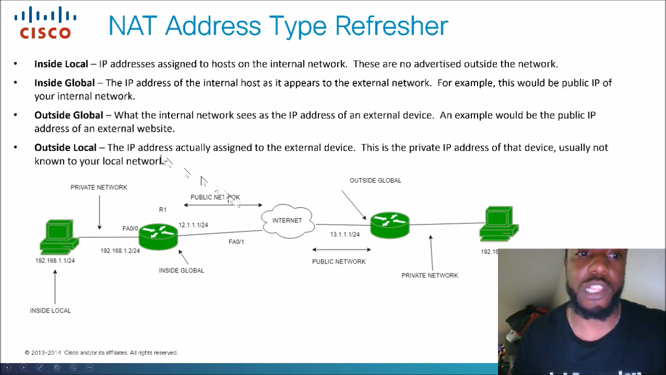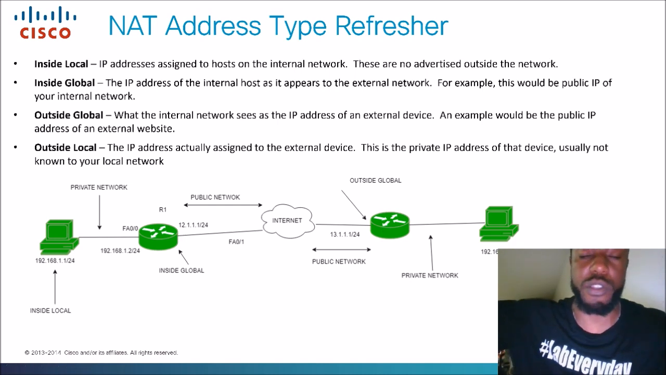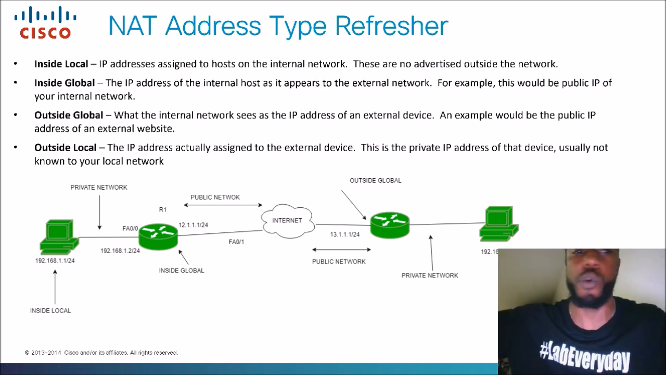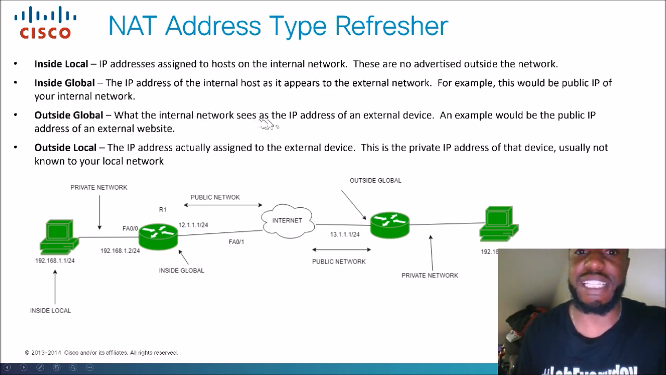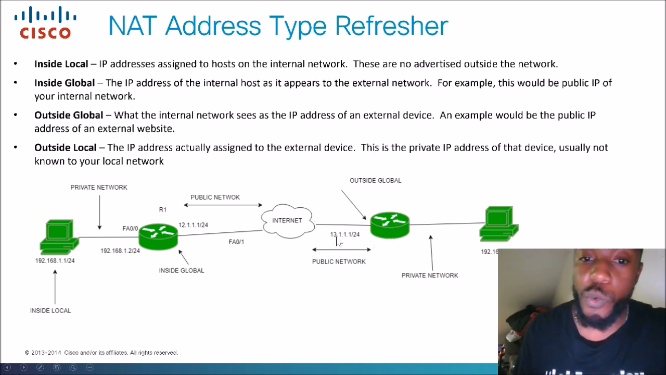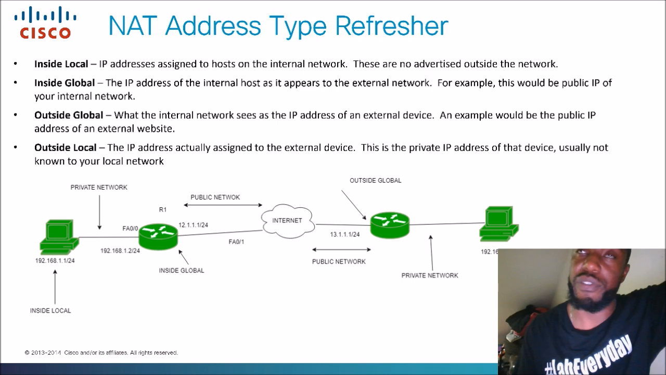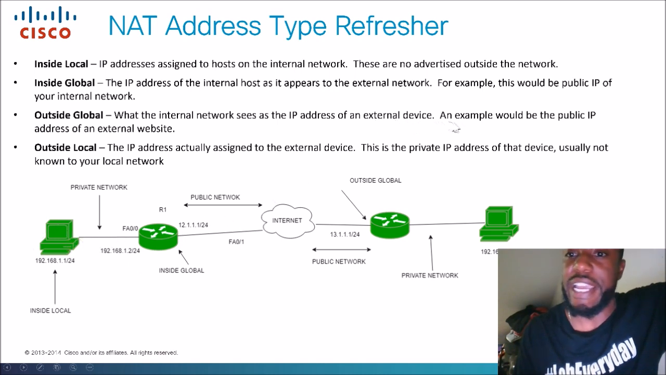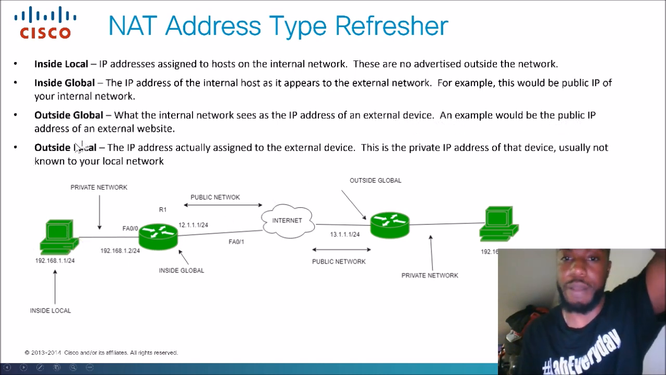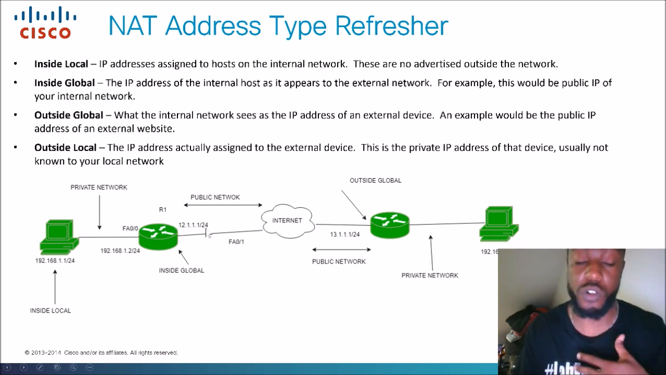Then we have the outside global. This would be like the other router, when you're going to a destination, basically their edge device, their WAN router, whatever you want to call it. This is what the internal network sees as the IP address of an external device. So if we're trying to reach somebody else's network and they're outside of our network, their public IP is 13.1.1.1. That's their outside global. This is what we see from the inside. An example of this would be the public IP address of an external website. So that is the outside global.